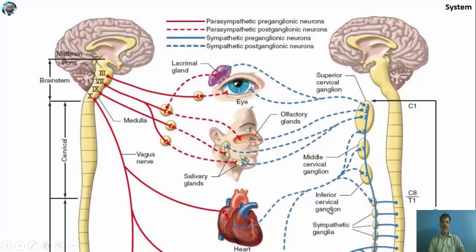Then there is an inferior cervical ganglion, which is also going to combine with the postganglionic neurons of the middle cervical ganglion, and which will supply its nerves to the heart and lungs. Since these organs, the heart and lungs, are usually present in the cervical region, that is why the neurons contribute from the cervical region ganglion.